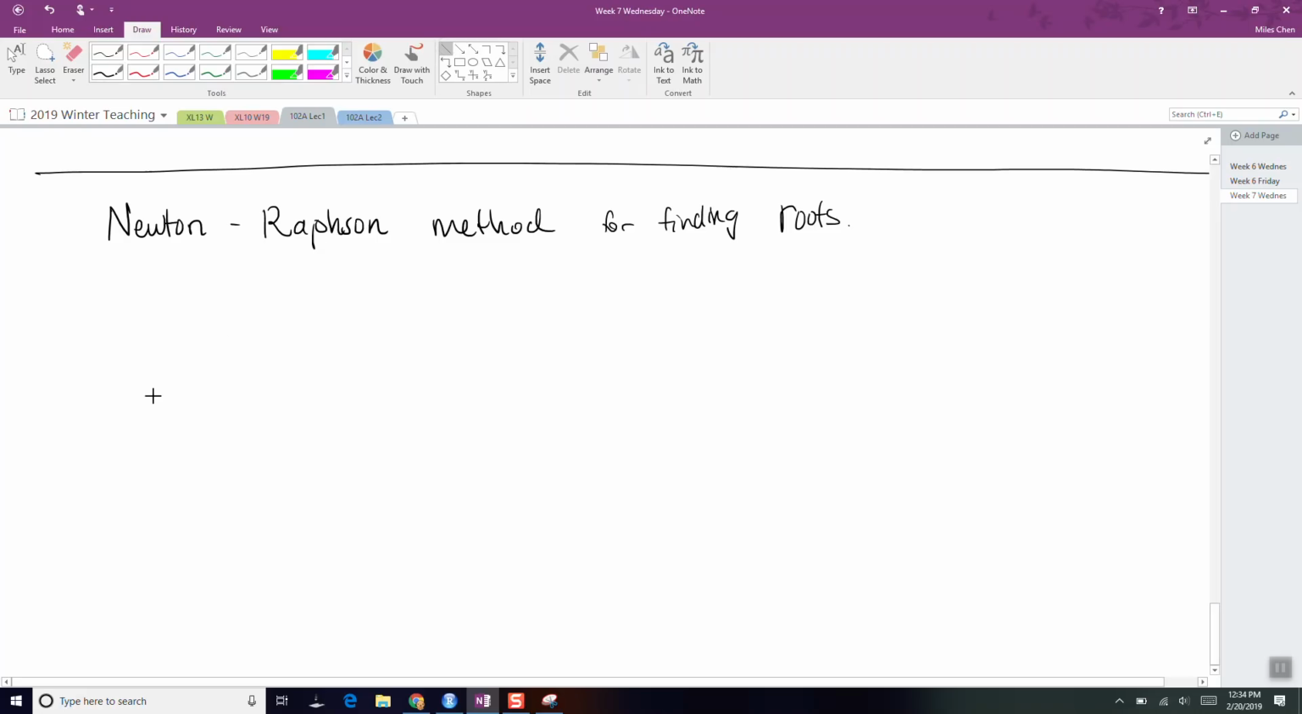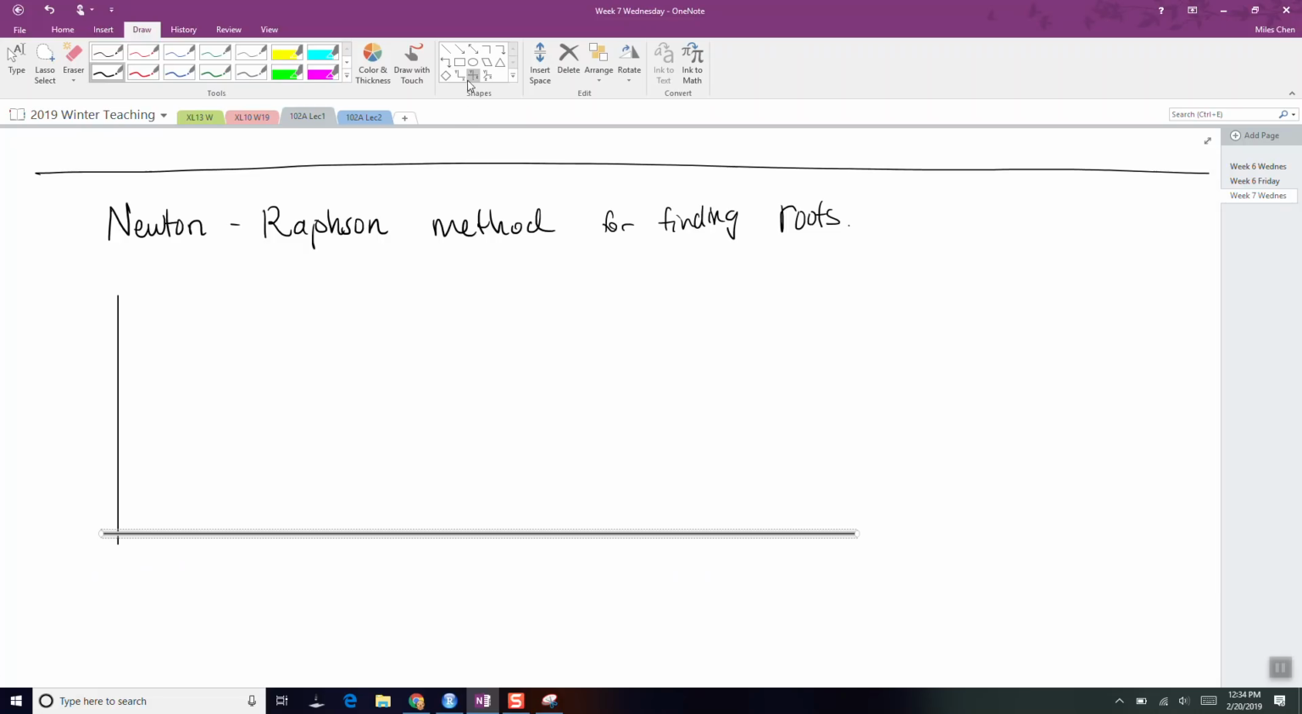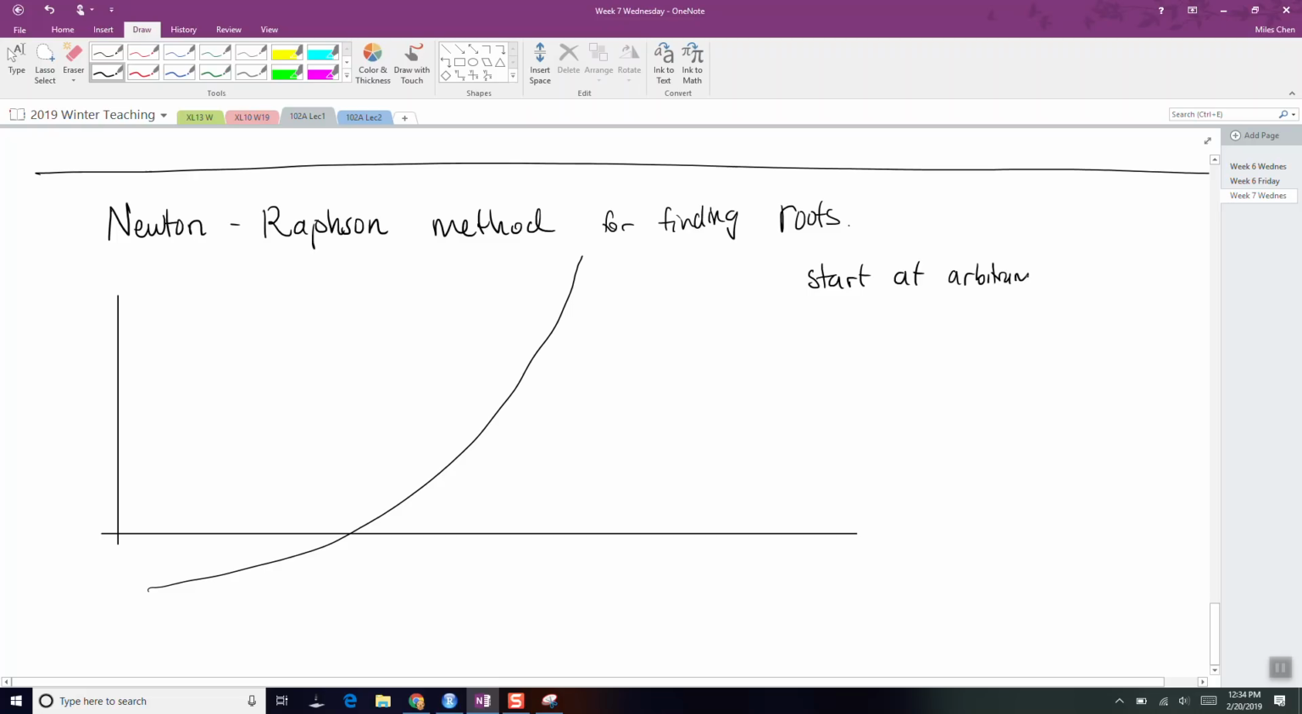The way the Newton-Raphson method works, I'll just draw this. Imagine this is a smooth line here. The way it works is you start at an arbitrary x0. So that's your first iteration. Let's say I start right here.